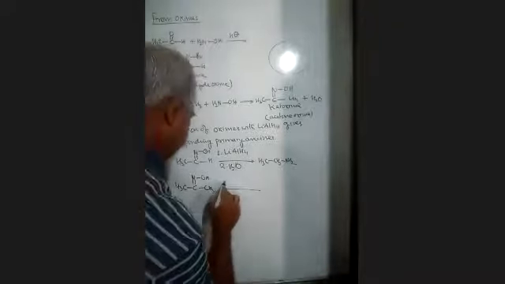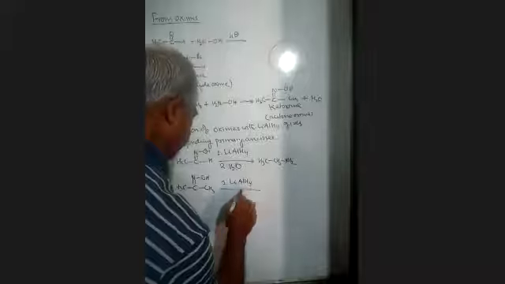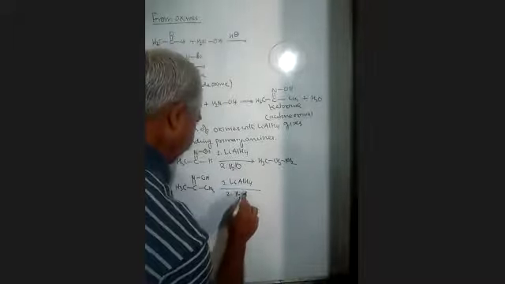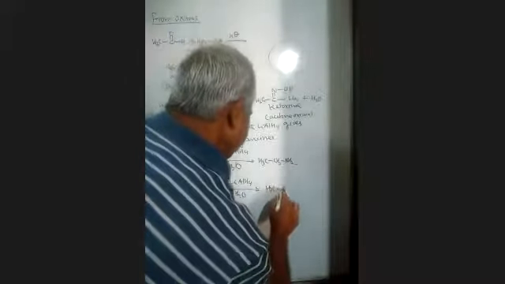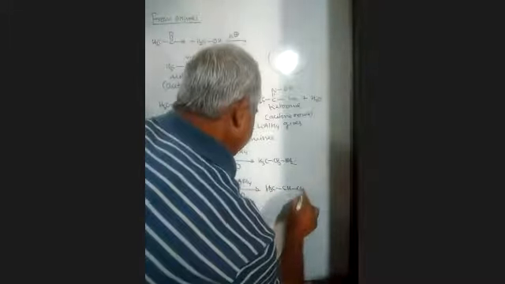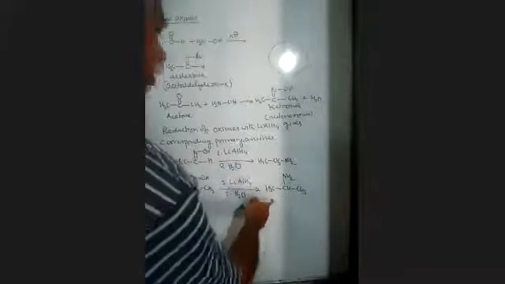If you do this with acetone oxime and lithium aluminium hydride, here you get propan-2-amine. Write down the names: ethanamine, propan-2-amine.